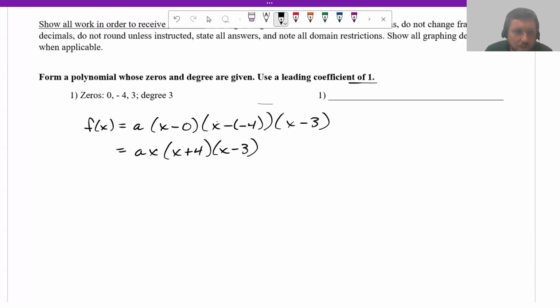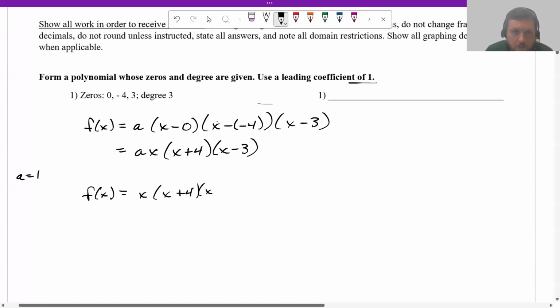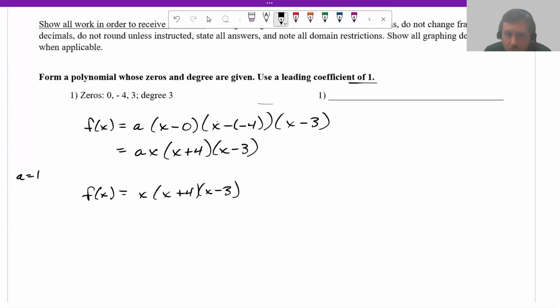So then they're just telling us that we can set a equal to 1, and I have f of x is equal to x times x plus 4 times x minus 3. And I'm happy with that. You can leave it in factored form. It's not in the standard form, but the question doesn't actually ask for it in standard form.